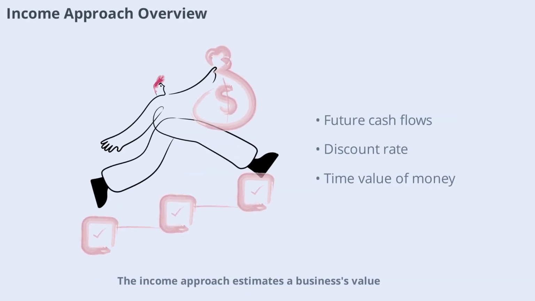The income approach estimates a business's value based on its ability to generate future profits. This method is popular for companies with stable and predictable earnings. It involves forecasting future cash flows and discounting them to present value using an appropriate discount rate. This approach reflects the time value of money and the risks associated with the business. It's widely used in investment analysis and mergers.